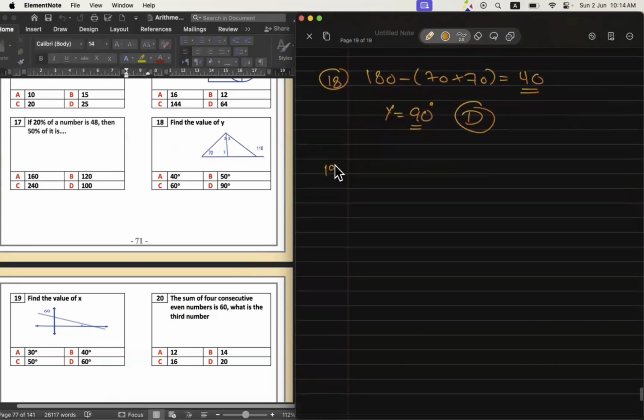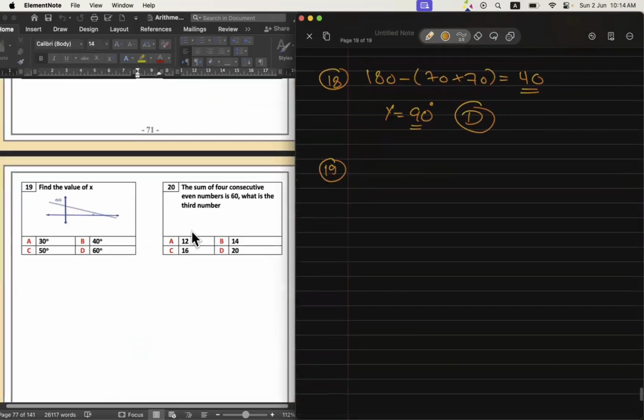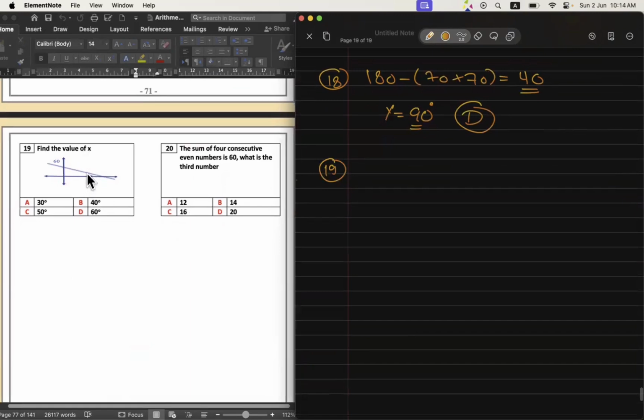For question 19, find the value of x. If this angle is x and these are two perpendicular lines, then this angle's measure is 90. So this one is also 60. Because this is a triangle and we have vertical opposite angles that are both equal, 60 and 60, so this one is 30. So x equals 30 degrees, so the answer is A.